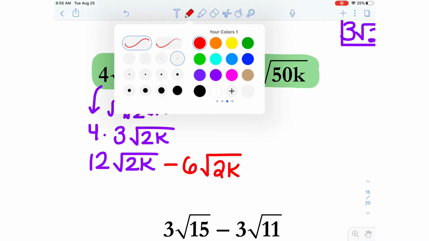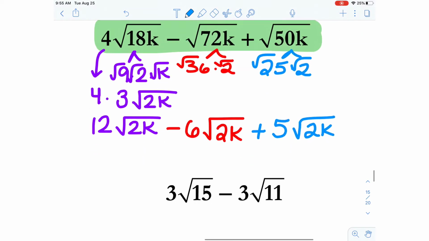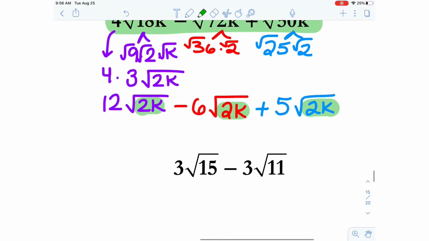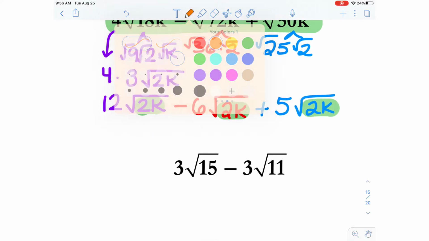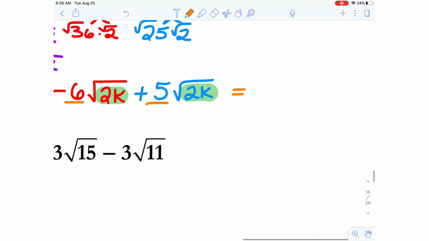And last one, 50 is 25 times 2. Square root of 25 is 5. Square root of 2 does not work. The k is still inside. Notice I now have all like terms. So I can combine. 12 minus 6 is 6, plus 5 is 11. Final answer is 11 root 2k.